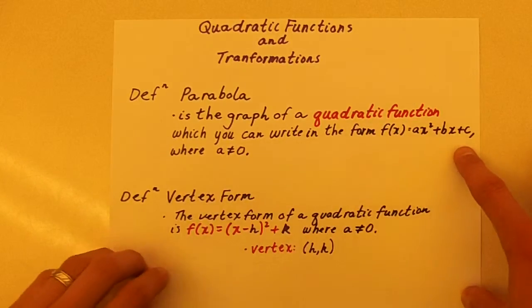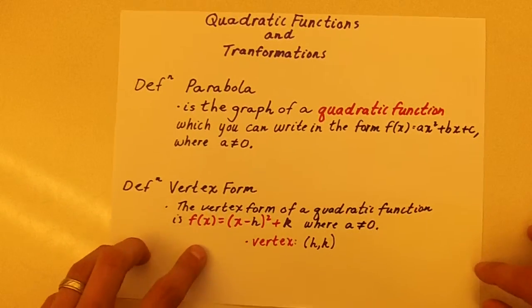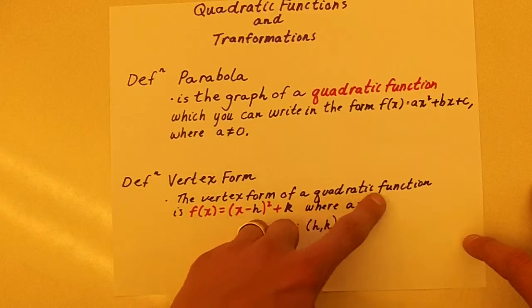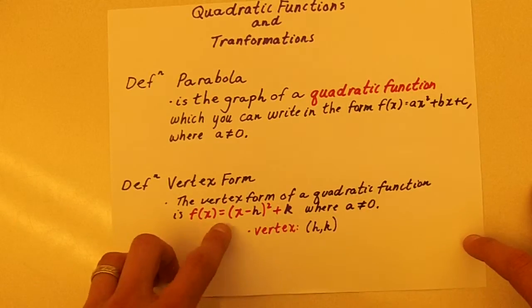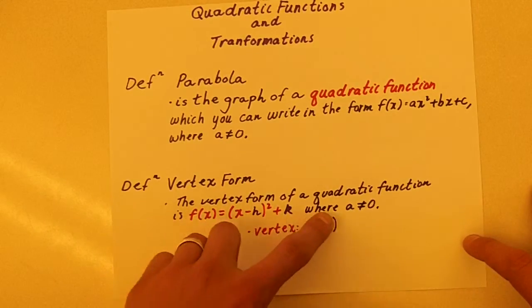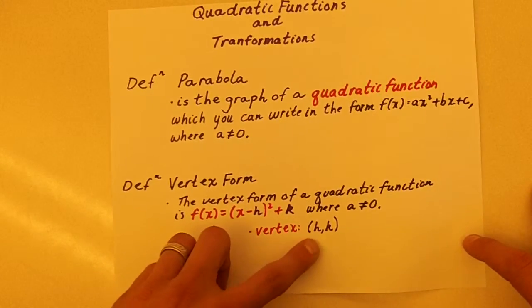because you would eliminate the quadratic term and you'd be left with something linear. So the other thing we have to talk about is vertex form, and that's going to help us with our translations and transformations today. Vertex form of a quadratic function is f(x) = a(x − h)² + k. Again, a cannot be 0. And the vertex is (h, k).